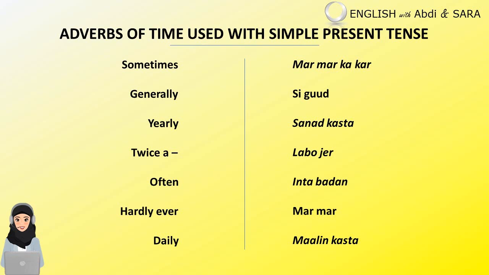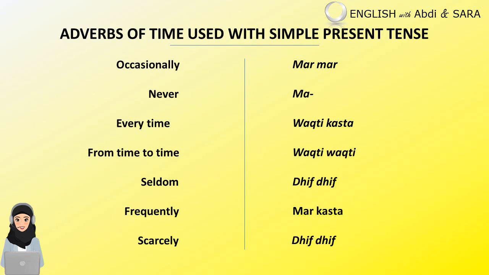Hardly ever. Hardly ever is something you don't do always. Maybe the duration between one action and the next action is really long. I'm not sure about this one. This one you'll have to help me with the proper translation. Daily. We pray 5 times a day, or we pray 5 times daily. That means yesterday you prayed, today you pray, tomorrow you'll pray, next day you'll pray. Occasionally also means marmar.